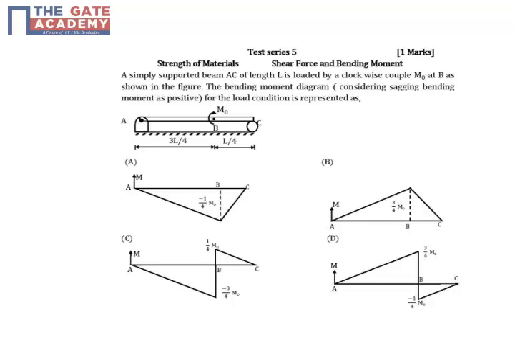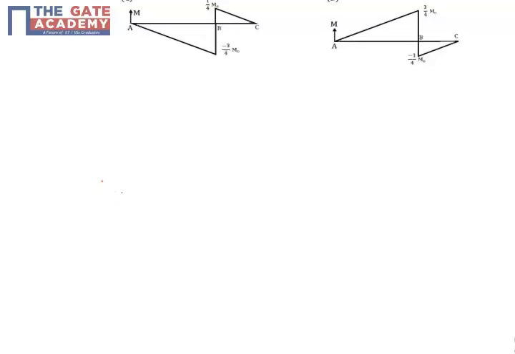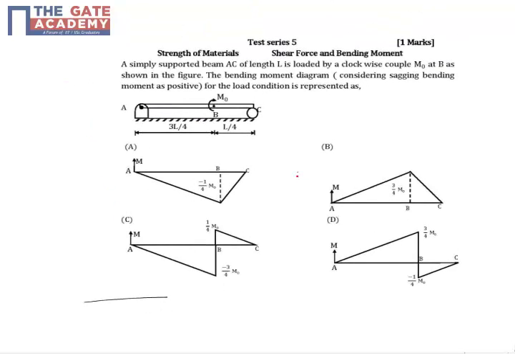Let us discuss a question from strength of materials. What is asked is the bending moment diagram. If we have a moment M acting at a point B, so this is a simply supported beam. Let's first get the reactions at C.